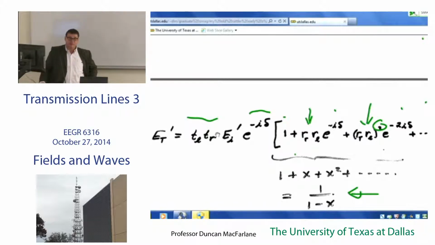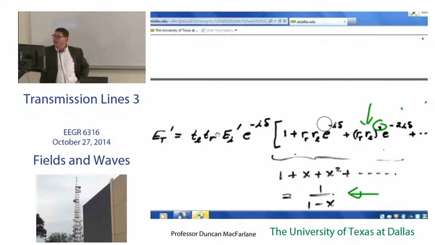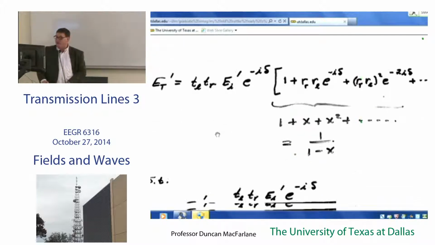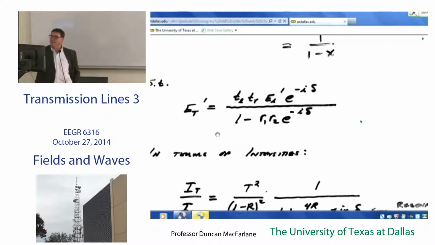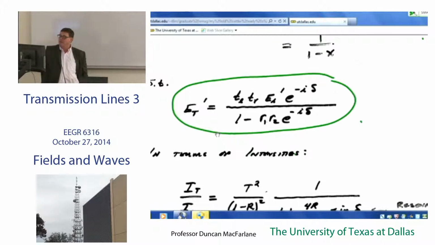That's one of those summation rules that you've probably seen in a bunch of courses, and if you're like me, you always forget it. And that's sort of the conventional way of solving this Fabry-Perot etalon, or Fabry-Perot transmission line. If I put everything back in for x, here's my transmitted field as a function of my input field.